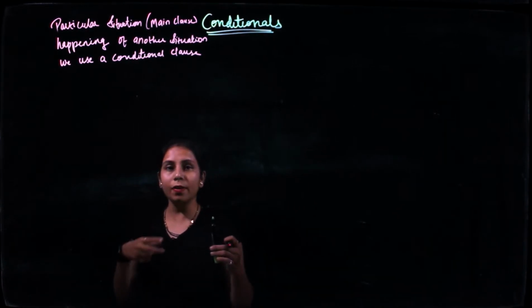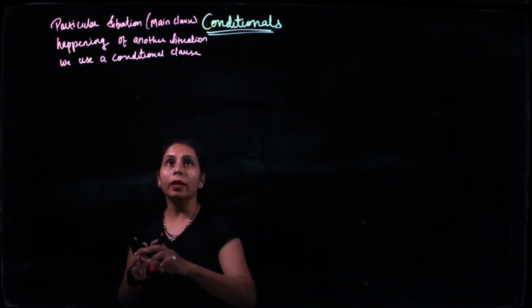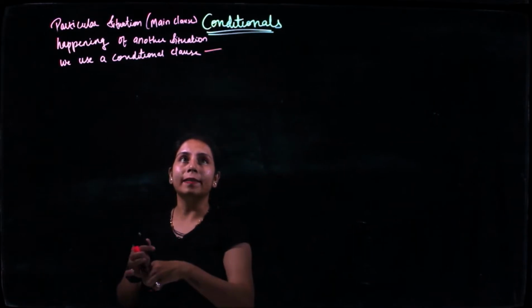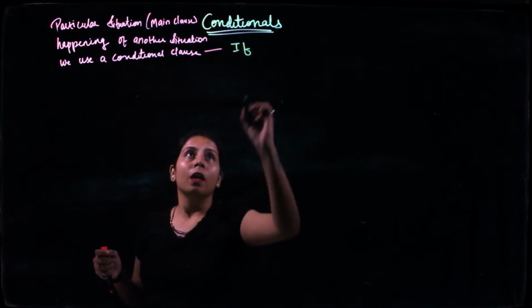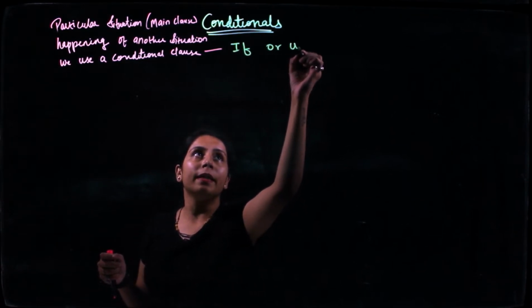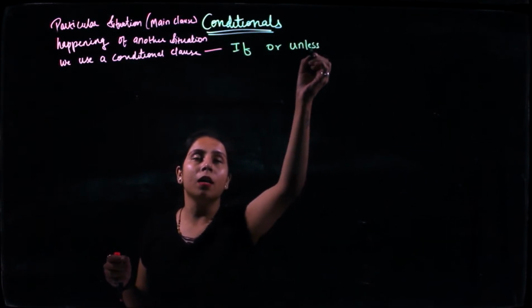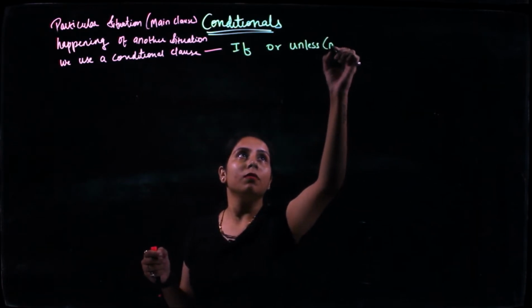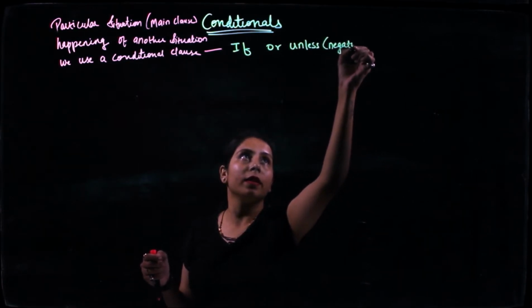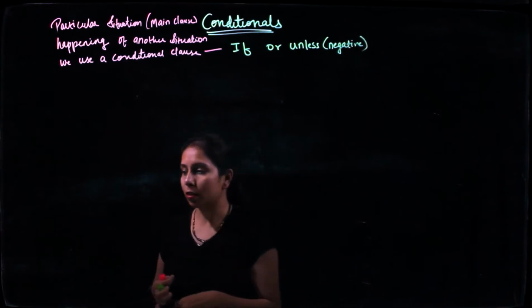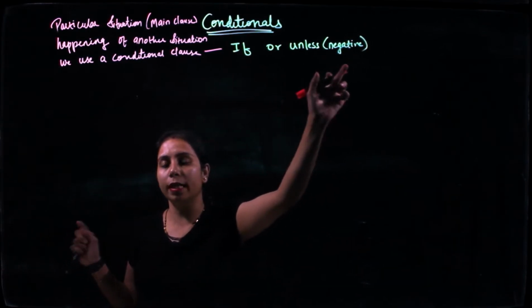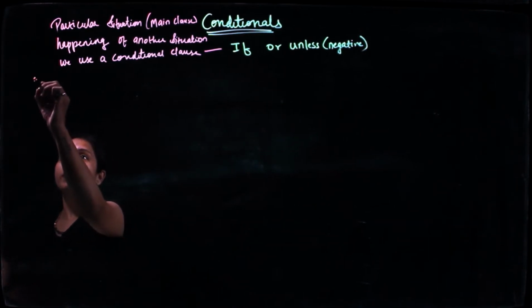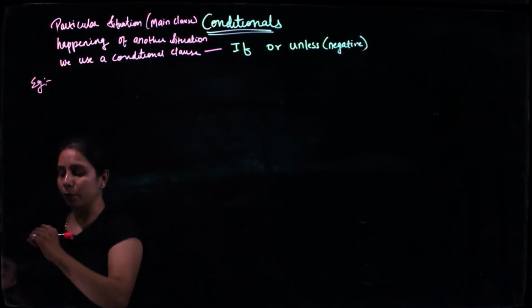You would understand when I give an example. Whenever you want to add a conditional clause, we add if in the sentence, or to make it negative, we use the word unless. Unless is also called a negative clause. I would take a basic example for you.